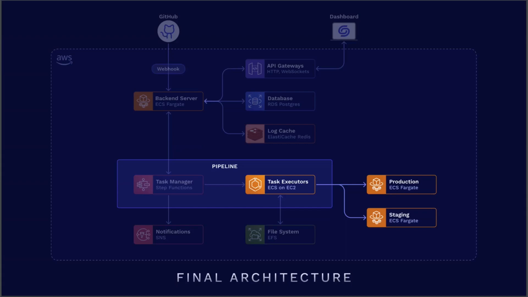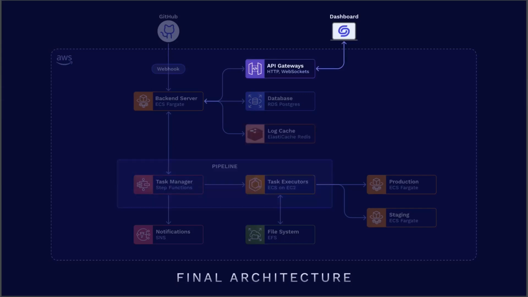Now, let's highlight some of our monitoring features. During the pipeline run, Task Manager sends notifications through SNS. The logs from the task containers are stored in ElastiCache Redis. And finally, all status updates and logs are sent to the dashboard through the WebSockets API Gateway.